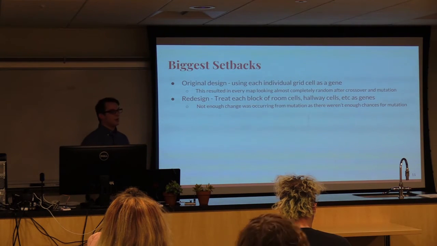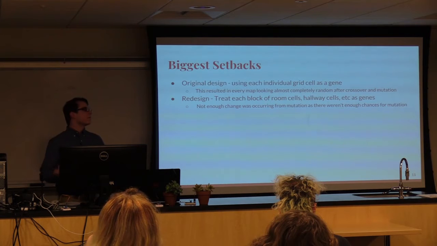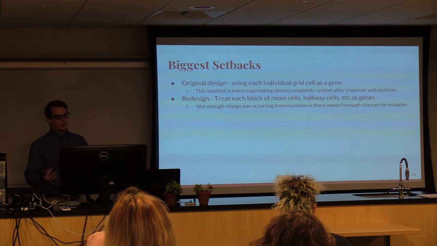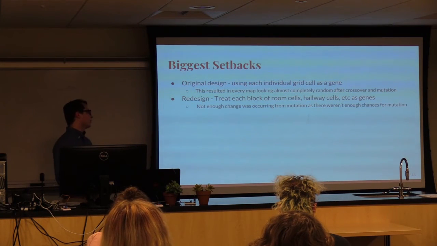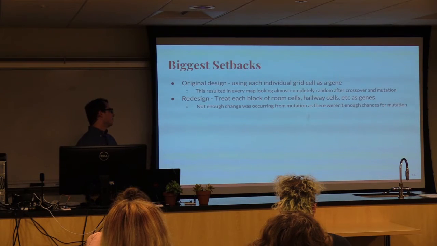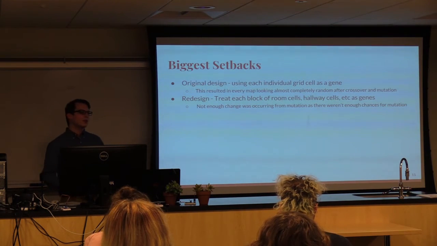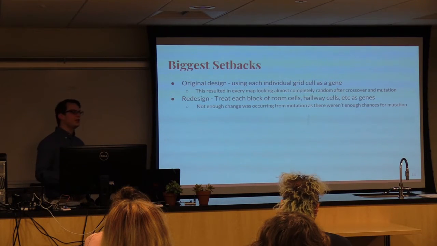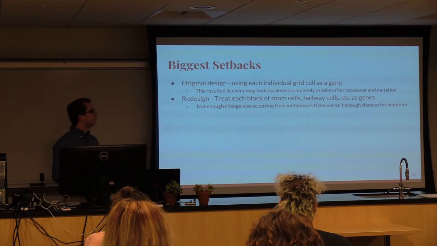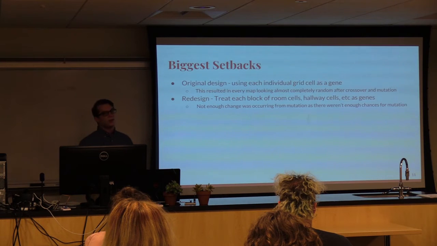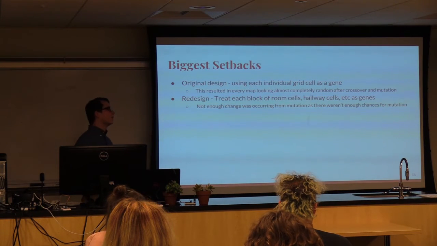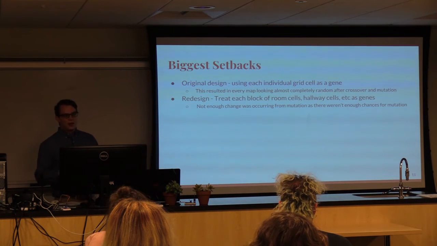The issue with that is during mutation, I also treated these as genes, and there just wasn't enough chances for mutation to occur. At a 0.5% chance, and there's only maybe 16 opportunities for mutation to occur, there just wasn't enough change. In order to see change, I had to crank the mutation rate up to maybe 30 or 40%, which is kind of a sign that your genetic algorithm is not working as intended.